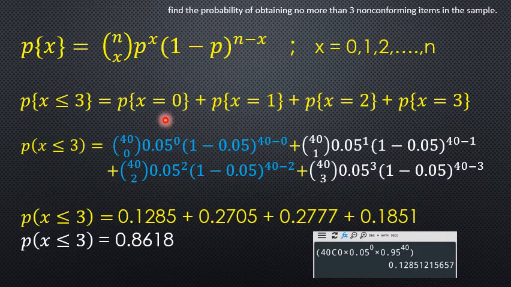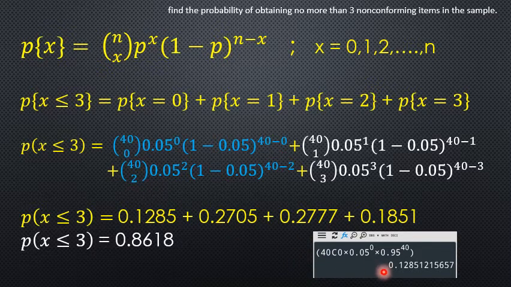So now we put the values of x and p in the given formula for x equal to 0, x equal to 1, x equal to 2 and x equal to 3. So we get these terms finally. Here I am going to show the sample calculation of the first term. This is the calculator screenshot.